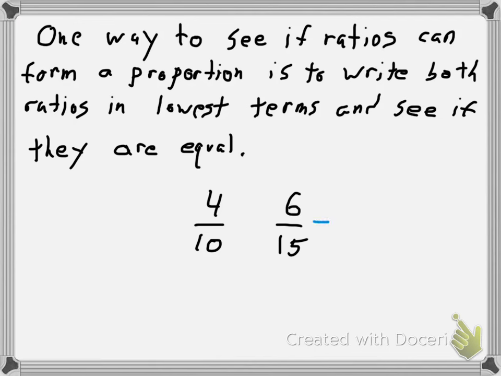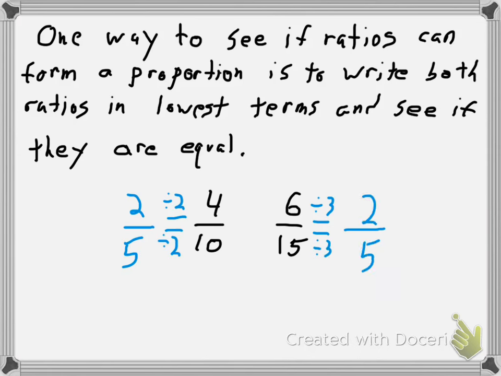So I'm going to simplify each of these ratios. I'm going to start with 4 over 10. If I divide both by 2, I end up with 2 over 5. And if I do the same thing with 6 over 15, I can divide both by 3. 6 divided by 3 is 2, 15 divided by 3 is 5. So I end up with 2 over 5 for the left side and 2 over 5 for the right side. So I know that these are equal. So yes, they form a proportion.